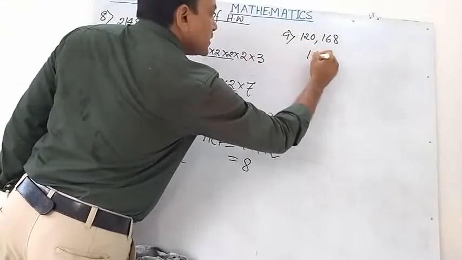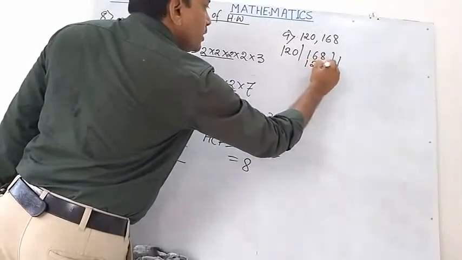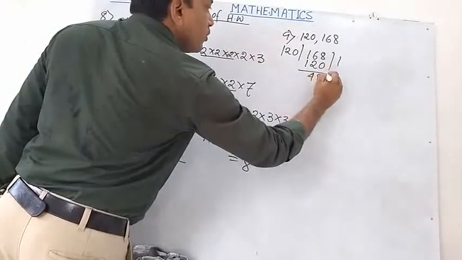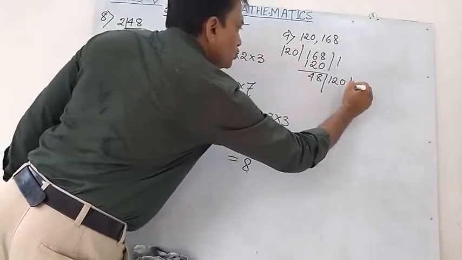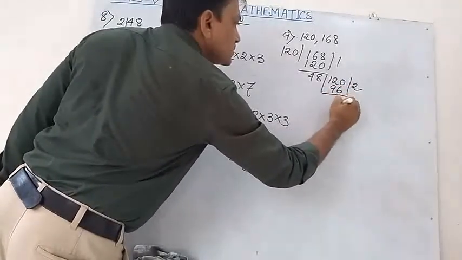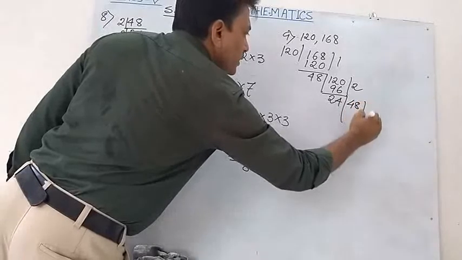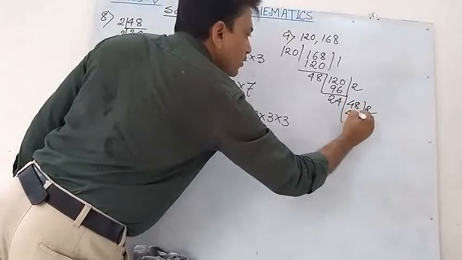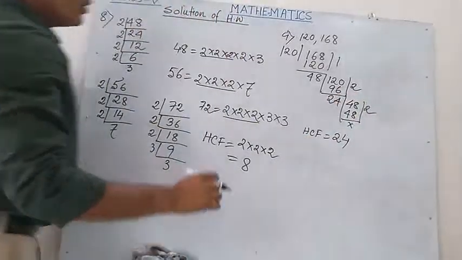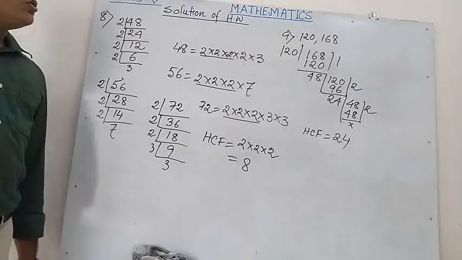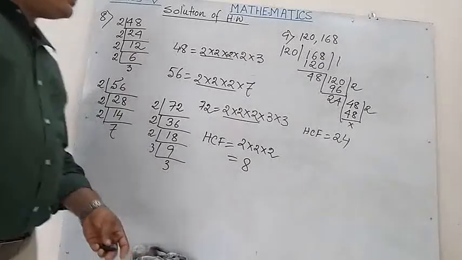So 168 divided by 120. 120 ones are 120, remainder 48. 48 2s are 96, remainder 24. Now 24 2s are 48. So HCF equals 24. This is the long division method.